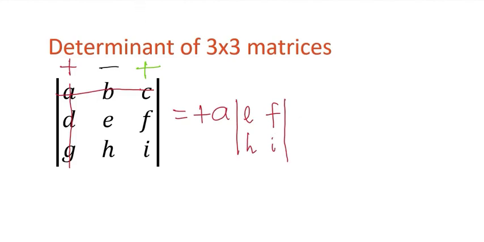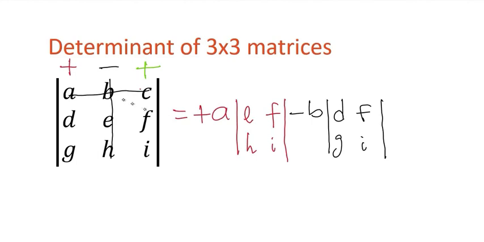Next, we go to the minus B here. This minus B here, we cancel the row of B and the column of B. So we are left with D F G I. Then we go to the last one, plus C. Then we cancel the row of C and the column of C. So what do we have? We get the determinant of D E G H.